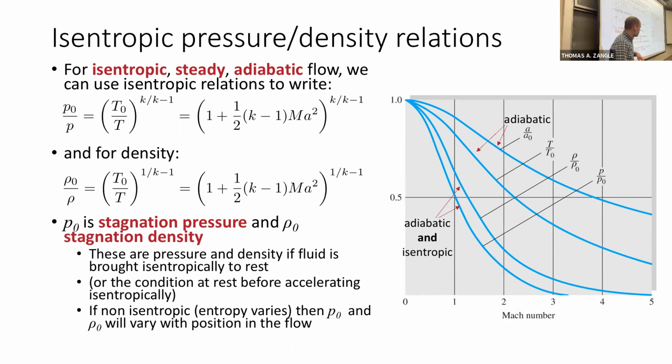Meaning that we're going to be able to use this relationship when we get back to flow through a shock wave, for example, where it's not isentropic, but these other expressions are only going to be appropriate when we have isentropic flow.